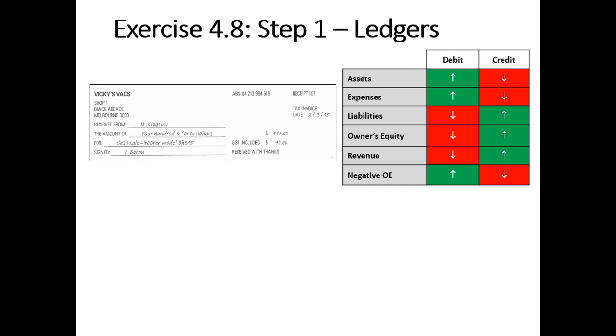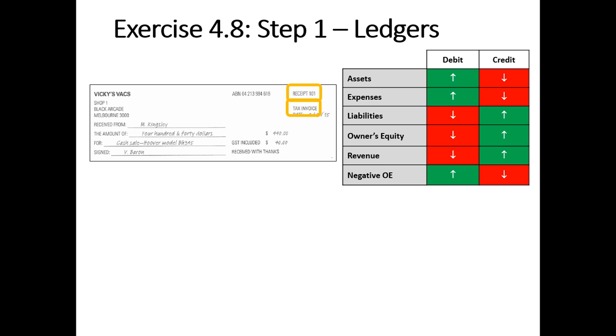Then we have the following documents. So unlike the previous questions where we've got dot points, we've now got to interpret some documents. So the first thing to go through is figuring out what sort of document it is. So that's a receipt. It says tax invoice, but that doesn't necessarily mean a credit transaction. It just means there's evidence of GST.